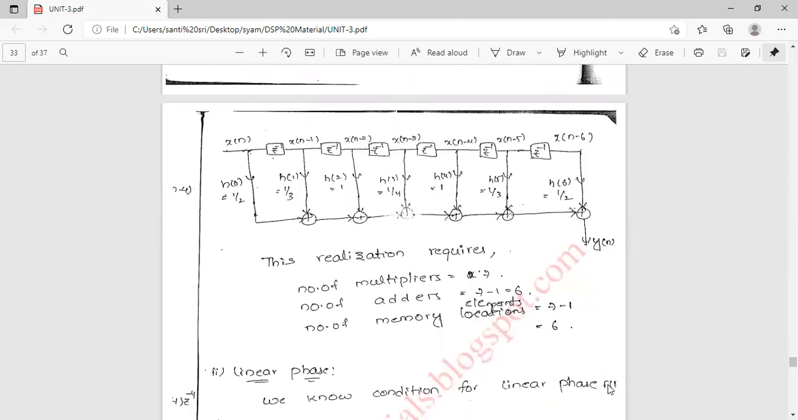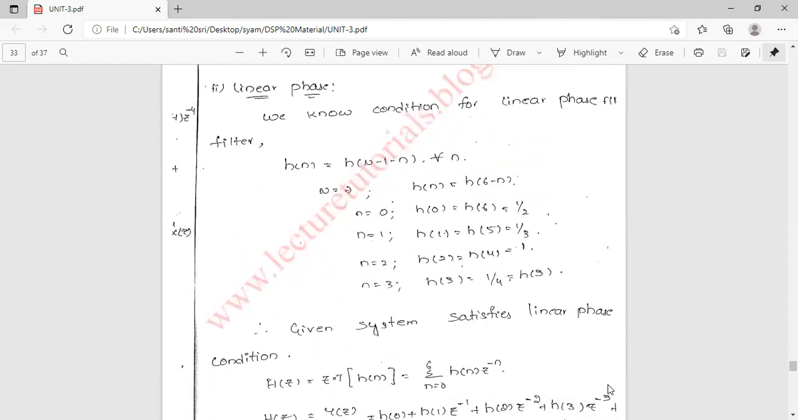This is the realization. This realization requires number of multipliers 1, 2, 3, 4, 5, 6, 7, 7 multipliers are there. Number of adders are 7 minus 1, 6 are there. Number of memory elements are also 6. By using the linear phase technique, we know the condition for linear phase filter as h of n equal to h of N minus 1 minus n, for all values of n. So for N is 7, h of n equal to h of 7 minus 1 minus n, so 6 minus n.